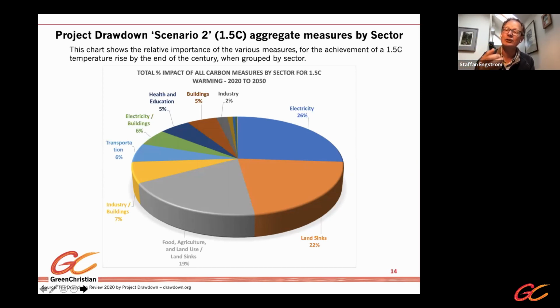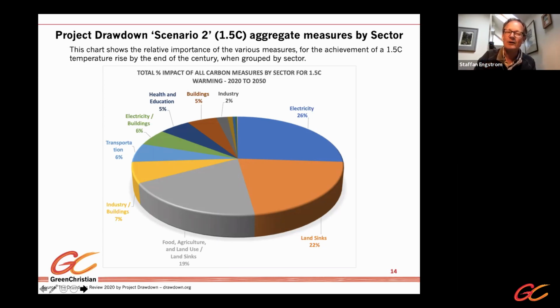Land sinks is huge, huge, huge. Food and agriculture with land sinks together is another massive one. So almost 70% is in three key areas. And the others, and this is a surprise for me, things like transportation, which has always been a big issue for me, what car do I drive and do I fly. Yes, that's important and has to be part of the solution, but you've got to get the three biggies right. Let's make sure in all our lobbying, in all our work, that we are really looking at those three.